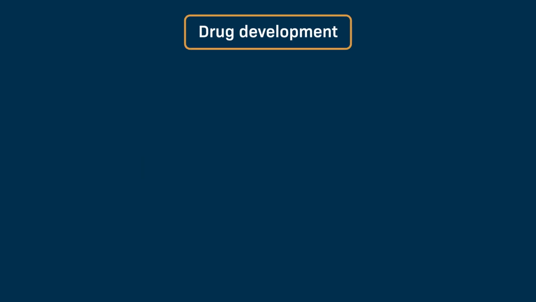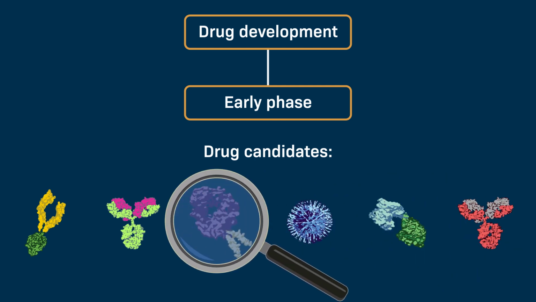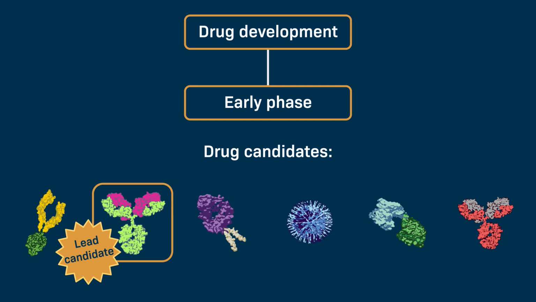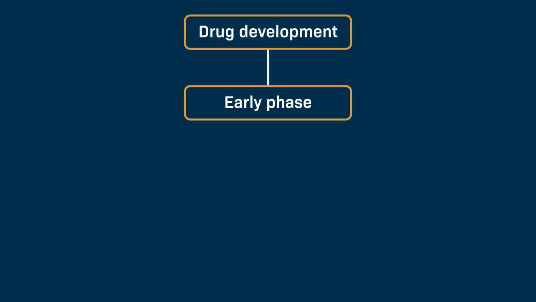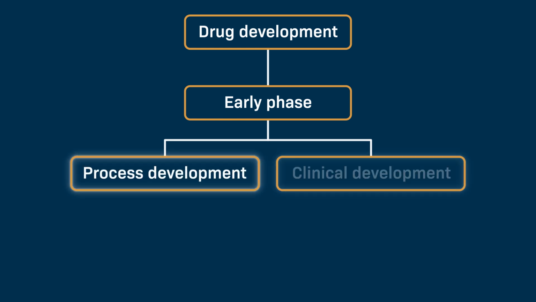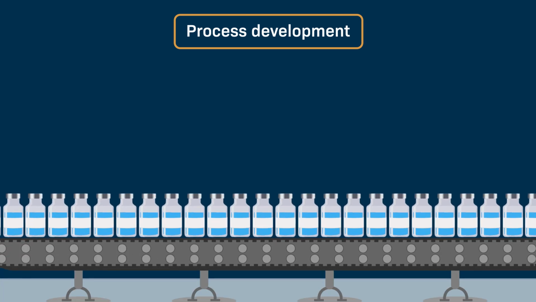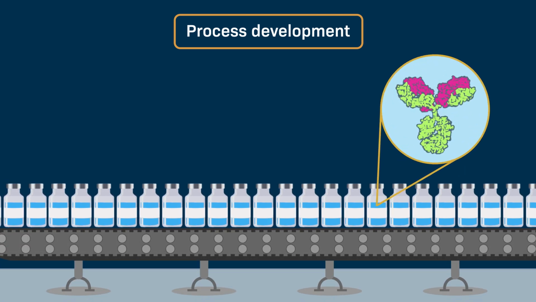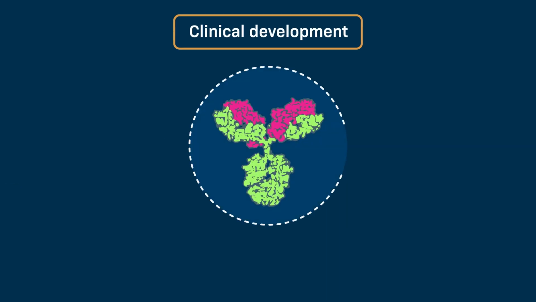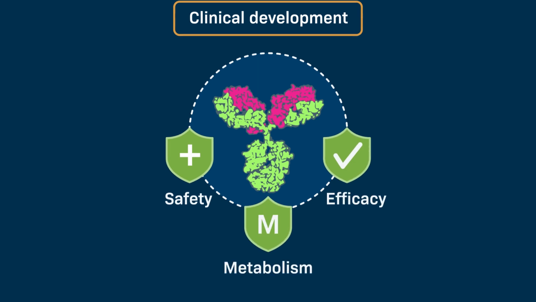The drug development process has many stages. The early phase of drug development is dedicated to identifying the lead, or the ideal, drug candidate from a collection of potential candidates. Following this, the drug development process is divided into two parallel pathways: process development and clinical development. As its name implies, the process development pathway involves the development of a process for making the drug candidate on a large scale. In the clinical development pathway, the drug candidate is evaluated for its safety and efficacy, and how it is metabolized in the body.